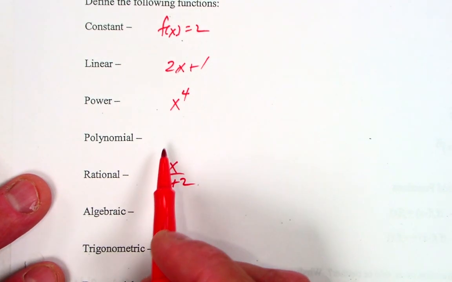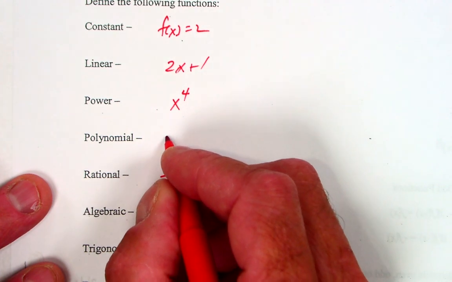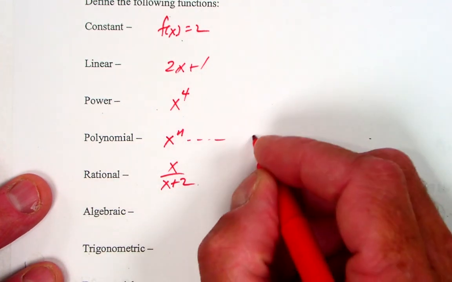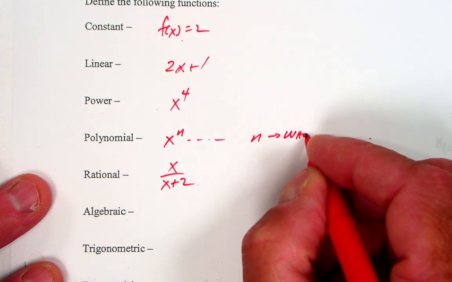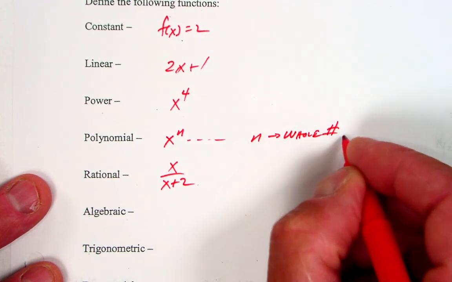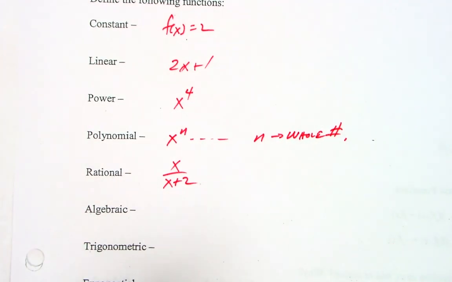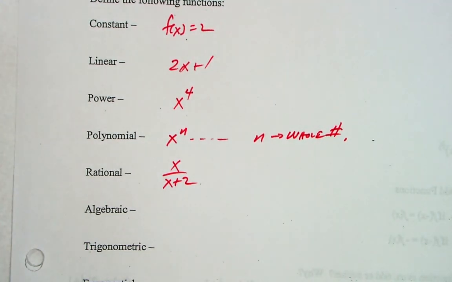A polynomial, technically, x to the n, where n is a whole number. Where n's a whole number. So x to the fourth, x to the third, x to the second, x to the, you'll probably remember doing that.